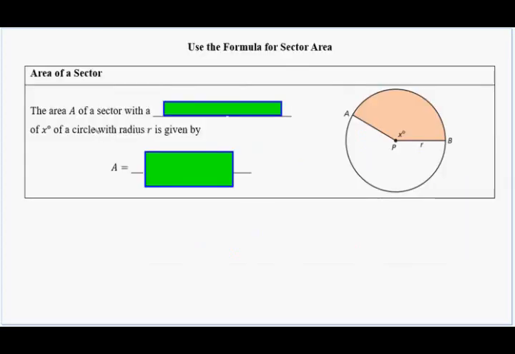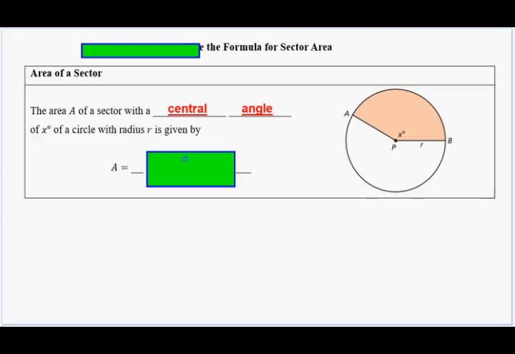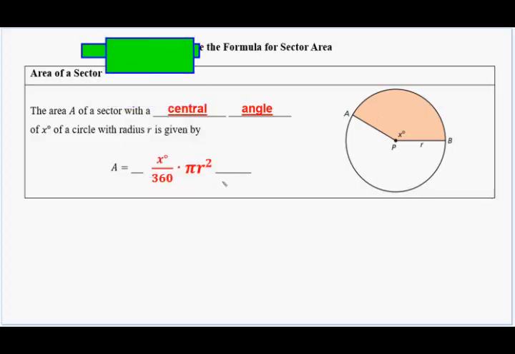And from this, we can now come up with our formula for the area of any sector of a circle. The area A of a sector with a central angle of x degrees of a circle with radius r is given by, once again, this part is the full area of our circle, and we're going to knock it down with the fraction of that circle. A lot like what we did yesterday with circumference.